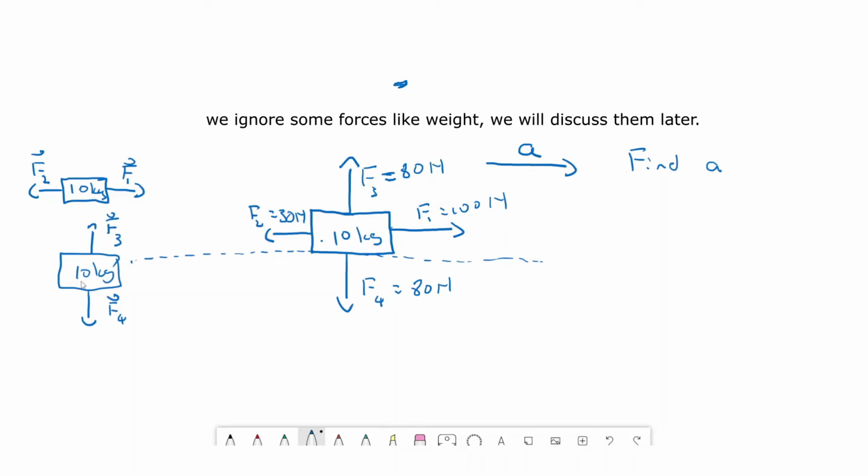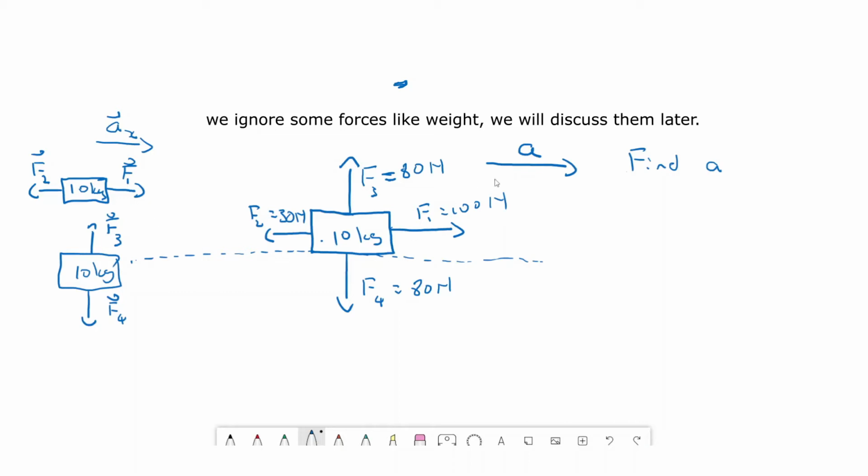Now, since I am told that this box is going to move in the X direction, it means that these forces are the ones that are going to make sure that this box actually ends up moving in this direction. And that direction is the X direction, which means that the acceleration is going to be in the X direction. Okay, so there is going to be an acceleration in the X direction.